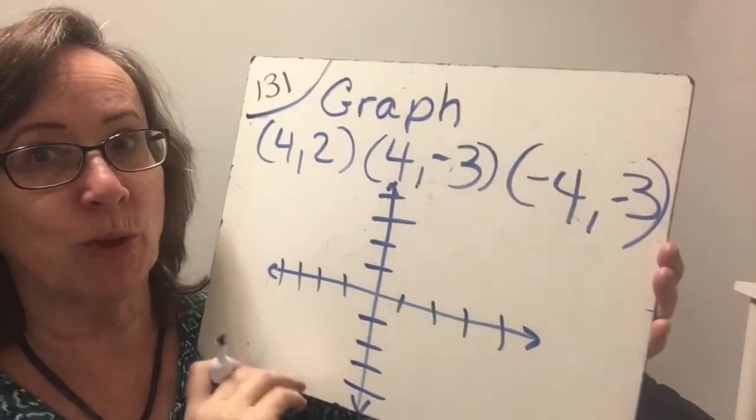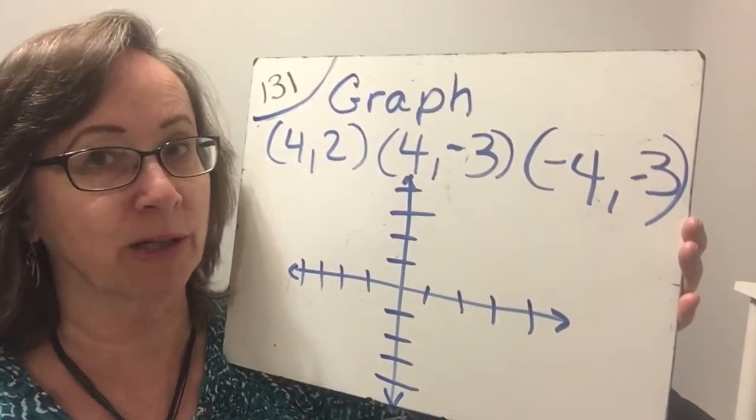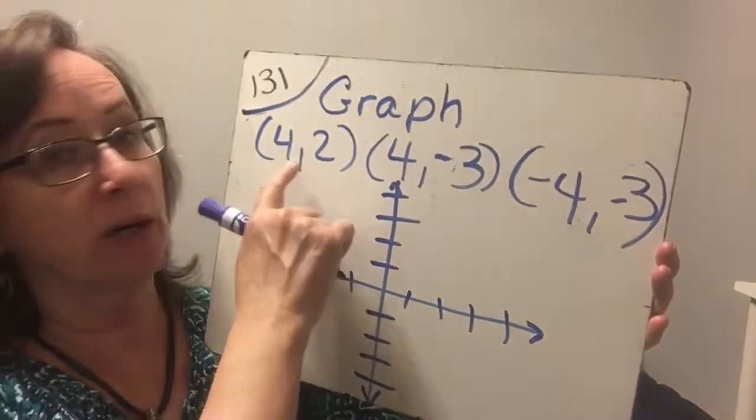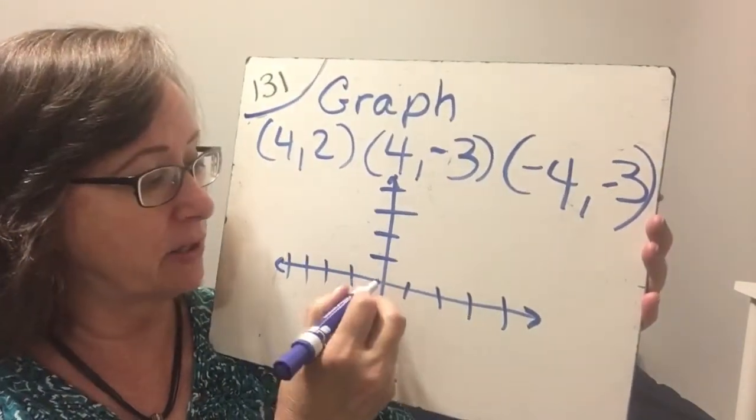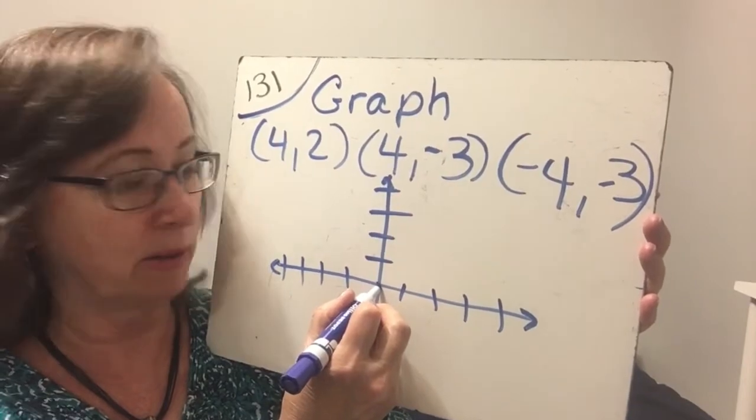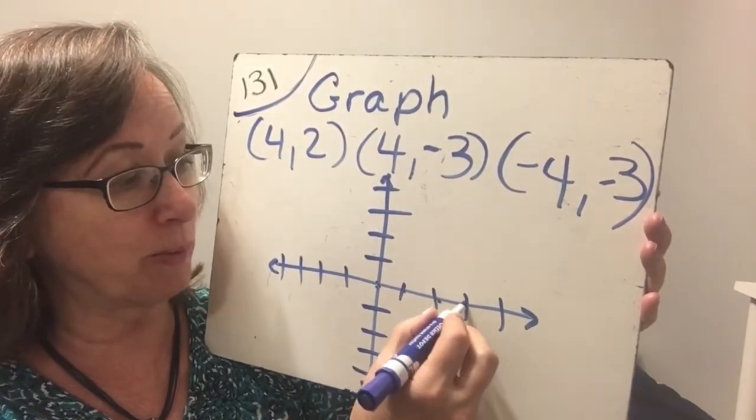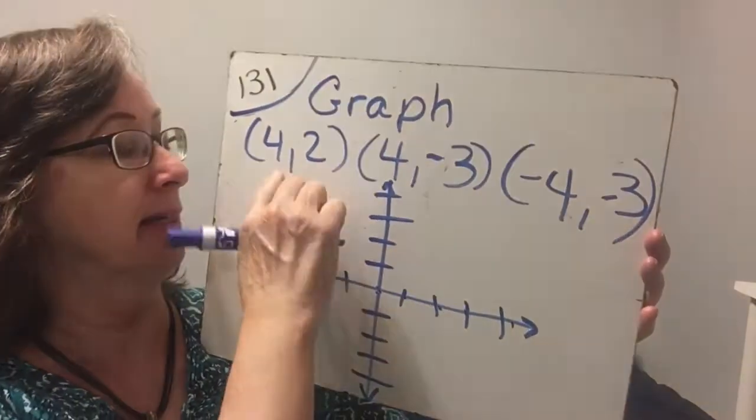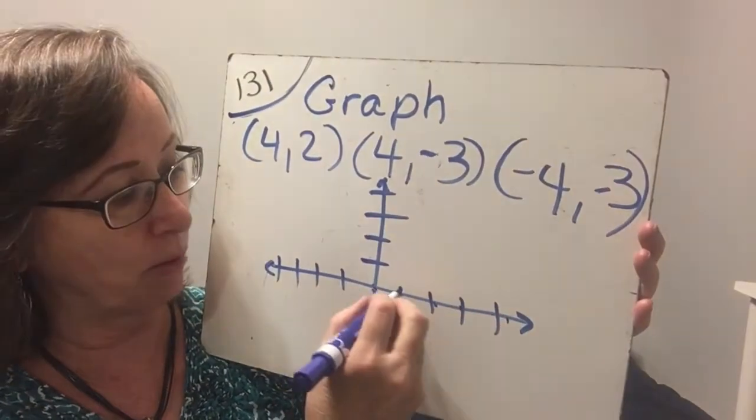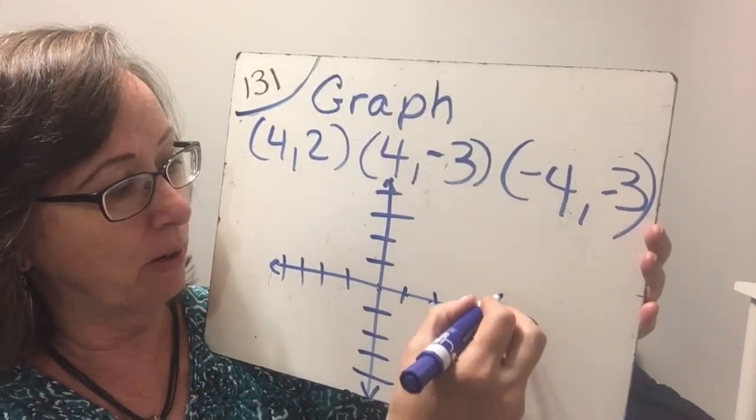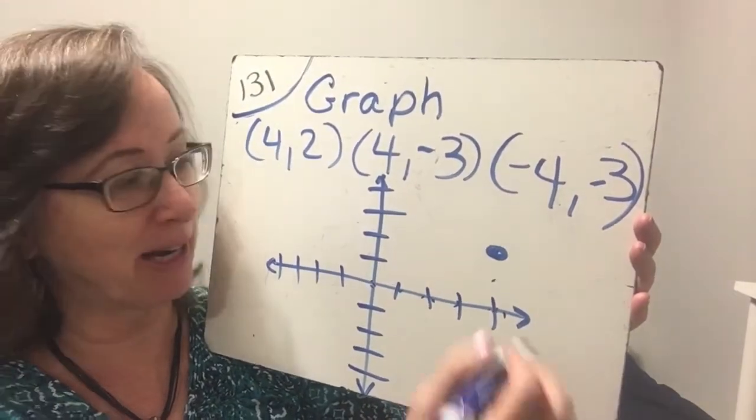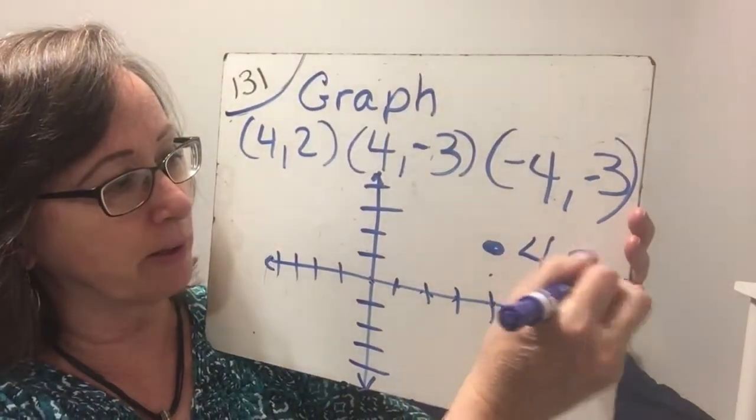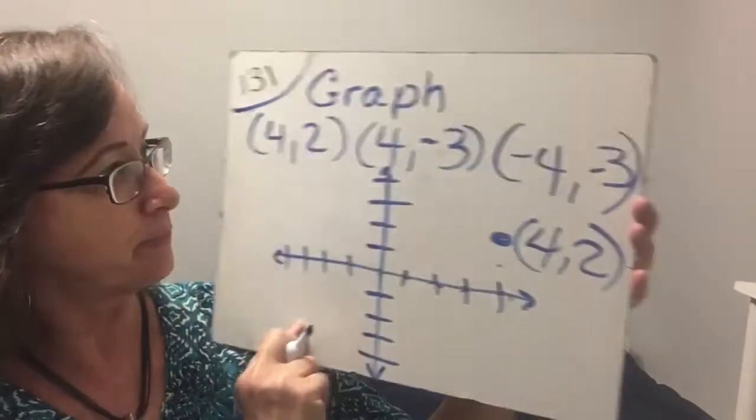Okay, so now we're given the coordinates and we're graphing them. So (4, 2) is positive, positive, so it will be in this quadrant. Starting at (0, 0), we go 1, 2, 3, 4 steps to the right and 2 steps up. So 1, 2, 3, 4, 1, 2, and we start to dig for treasure. So that point is (4, 2).